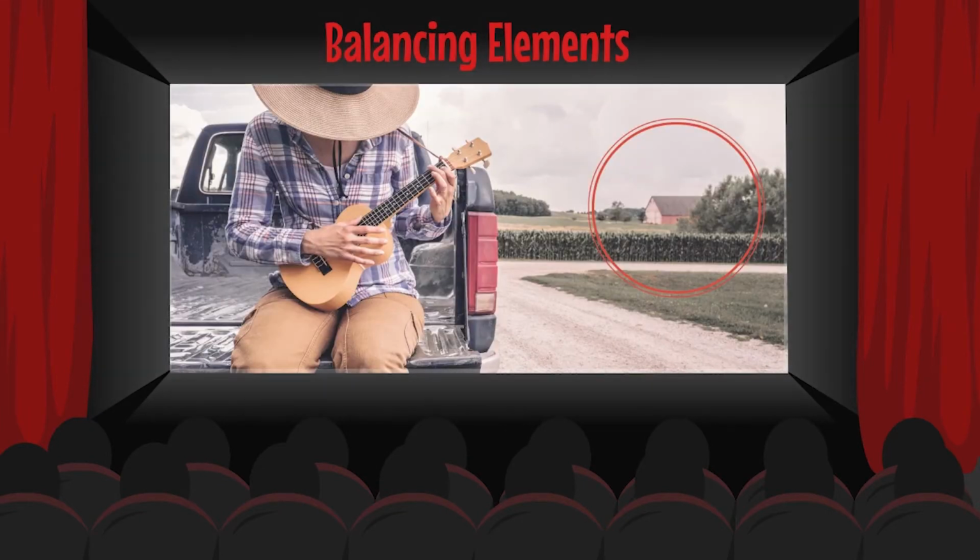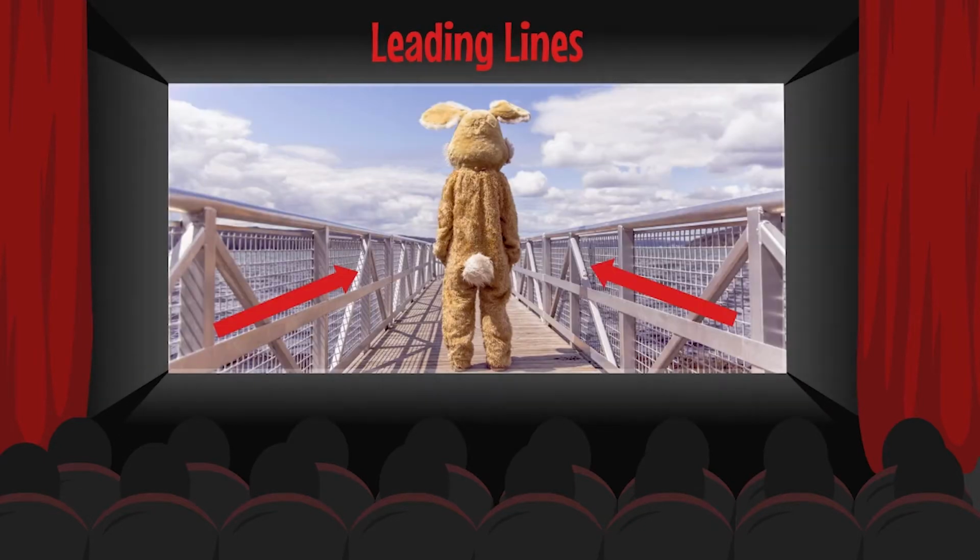Balancing elements. Though the rule of thirds is important to remember, it can also throw your shots off balance. Make sure you balance each shot by using an object or subject of lesser importance to fill the empty space. Leading lines. Our eyes are naturally drawn to the lines of a photo. This has a big impact on the composition of your shots. Before you hit the record button, be aware of where the lines in the shots are leading. In most cases, make sure they are leading to your subject.